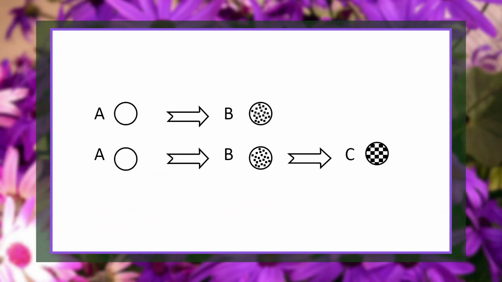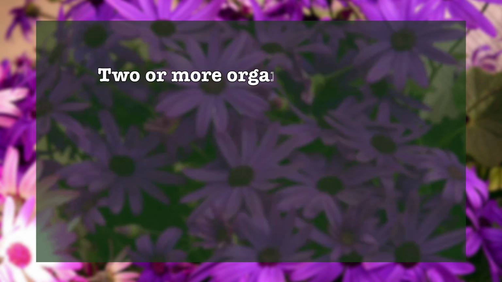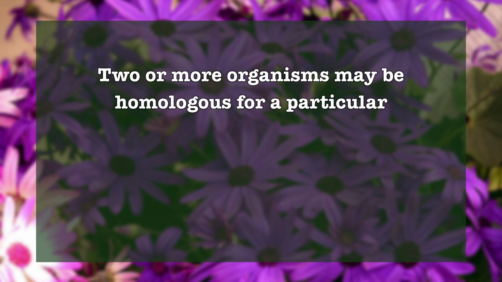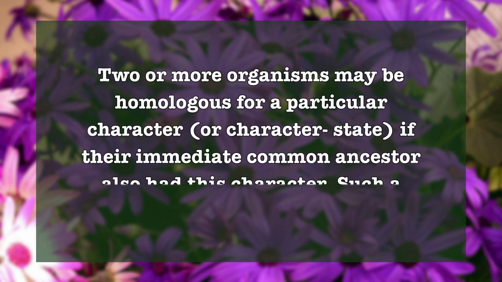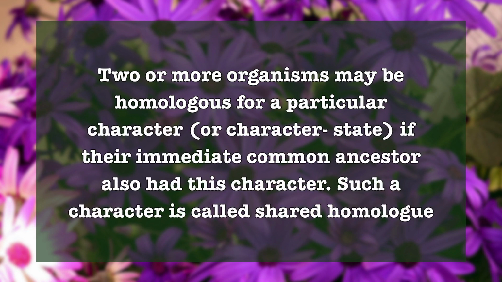The terms plesiomorphic and apomorphic are, however, relative. In an evolutionary transformation series representing the characters A, B, and C as displayed in the figure, B is apomorphic in relation to A, but it is plesiomorphic in relation to C. Two or more organisms may be homologous for a particular character if their immediate common ancestor also had this character. Such a character is called a shared homologue.